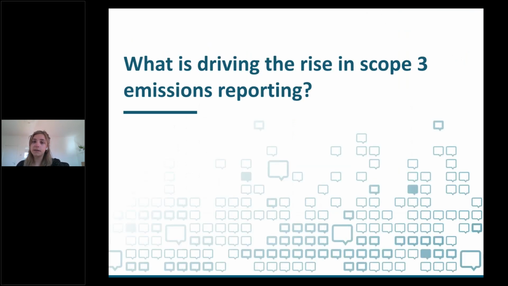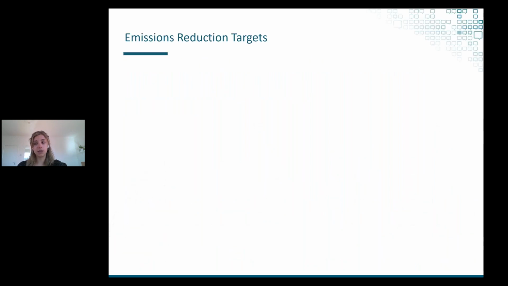So essentially, what is driving the rise in Scope 3 emissions reporting? Well, there are many reasons for that, and the first one that I will touch upon is emission reduction targets. In order to align with the Paris Agreement and to reach the commitment to curb global temperature rise to well below 2 degrees, global greenhouse gases emissions need to be cut in half by 2030, as we've seen the US committing to today. They also need to drop to net zero by 2050. This is absolutely unachievable if companies are not fully aware of their total emissions, including amongst the value chains.